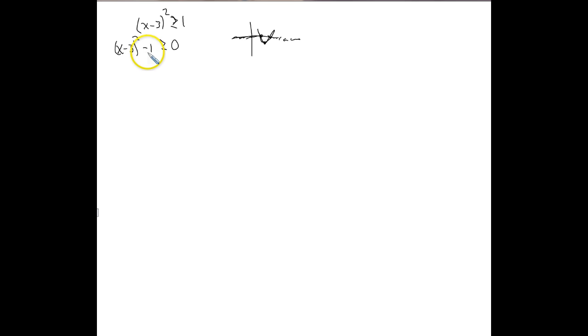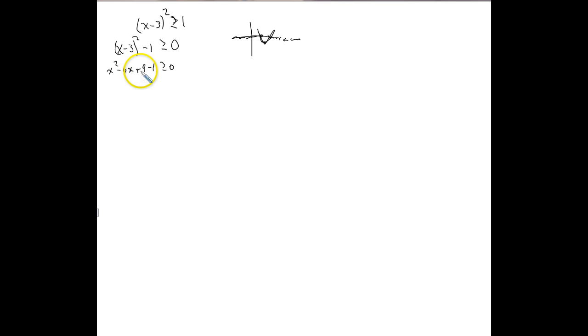Let's expand this and see whether or not we could put it in zero factored form. So I'm going to rewrite this as x squared minus 6x plus 9 minus 1 is greater than or equal to 0.